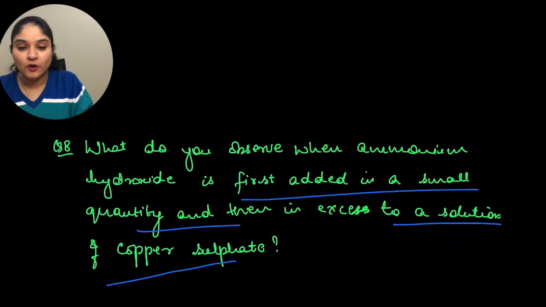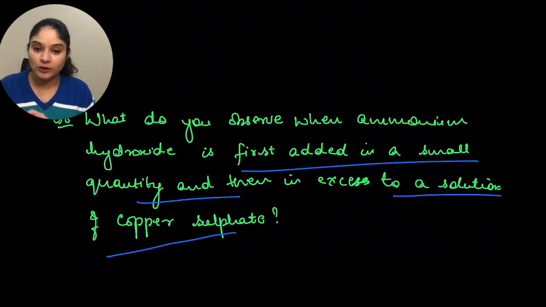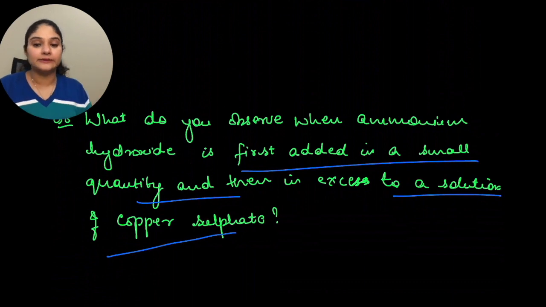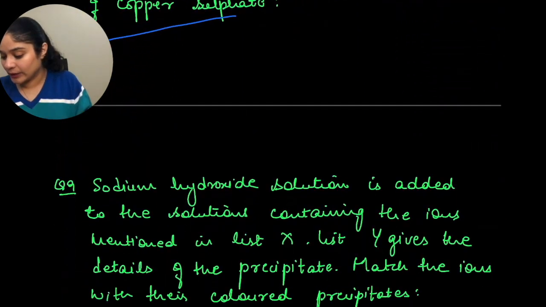Next question is, what do you observe when ammonium hydroxide is first added in small quantity and then in excess to a solution of copper sulfate? So for copper sulfate, what will happen is you will get a pale blue precipitate which is soluble in excess and gives you an inky blue solution. Okay students, let's move ahead to the next question.